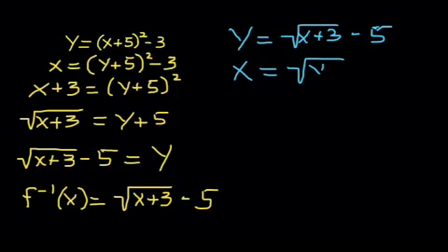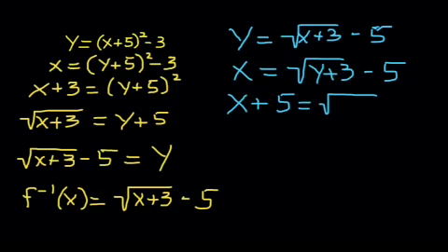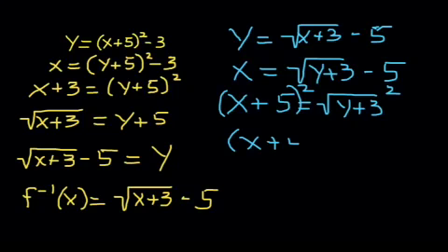So I'm switching x and y, and I'm going to solve for y. I'm going to move the 5 over and add it to the x. And now I'm going to square both sides. So when I square that side, notice that I said both sides, so I have to square all of that. And there's x plus 5 squared equal to y plus 3.